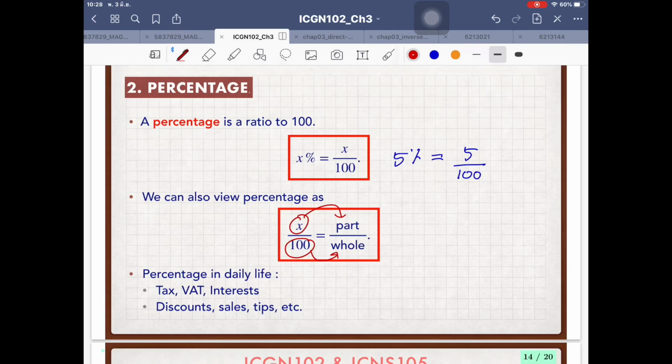Or when you go to the department store, you see something which is on discount, which is something on sales. When you pay some tip to some workers, this will be the application of the percentage.